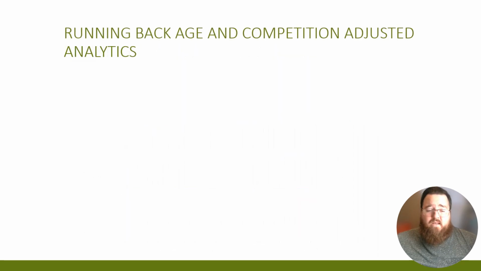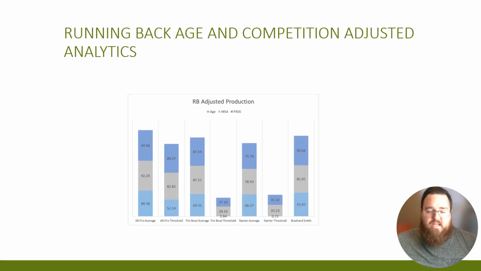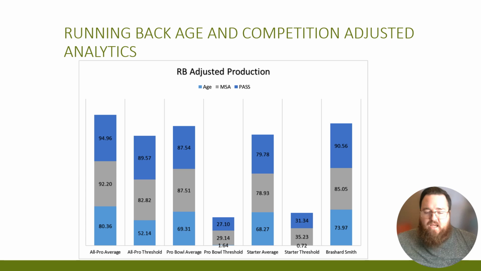Now, when you get to running back age and competition adjusted analytics, taking a look at his age, 73 percentile. He's a little bit older, not the worst thing in the world, but just a little bit older. Not the youngest running back. MSA rating 85 percentile, pass rating 90 percentile. So his efficiency really helps his overall grade out based on his overall data, and he pretty much hits within the starter averages and the Pro Bowl averages in terms of his production data. So these are all areas where he needs to be in and he's there.